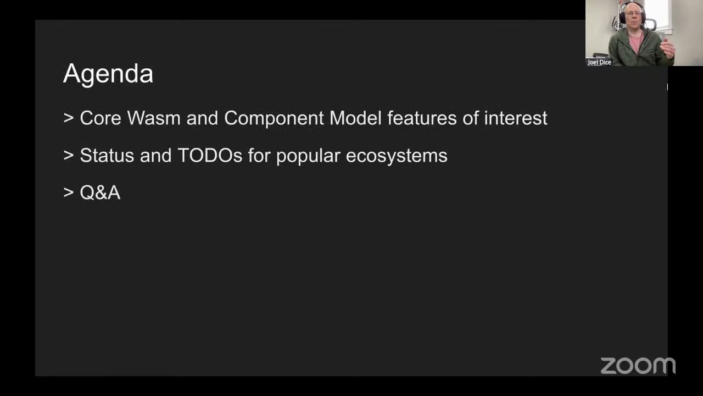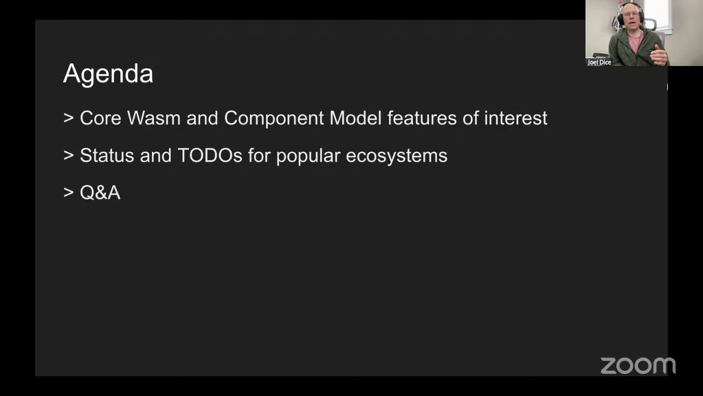So I kind of split this up into two sections. The first one is about core WASM and component model features, which are either in progress or on the roadmap, which are of particular interest for implementing guest tool chains or extending the capabilities of guest tool chains, and not just the tool chains, but the ecosystem surrounding those tool chains, third-party libraries, database libraries, that sort of thing.